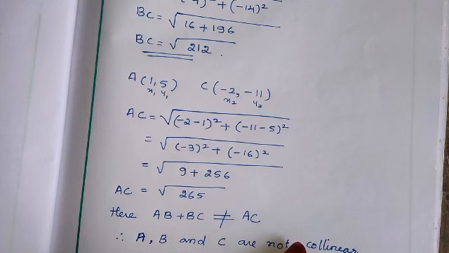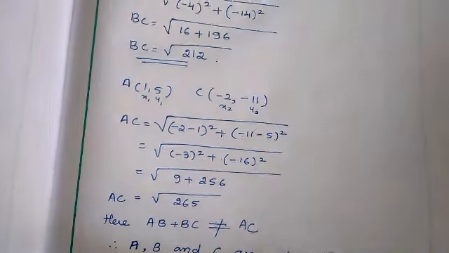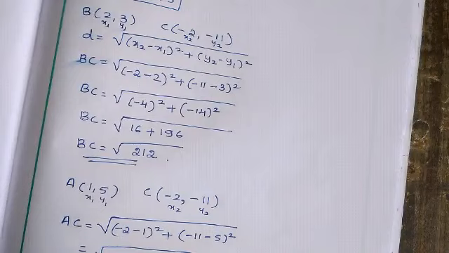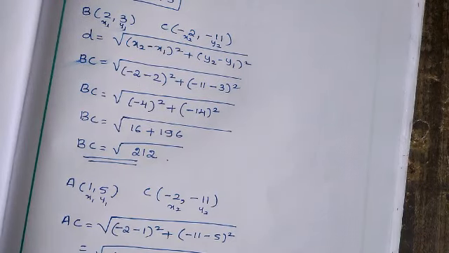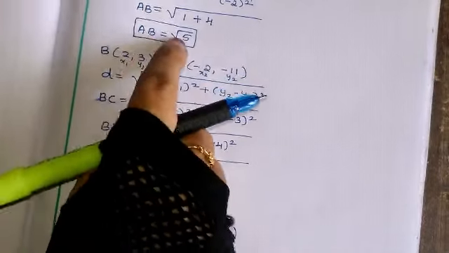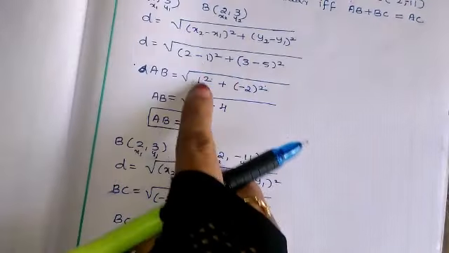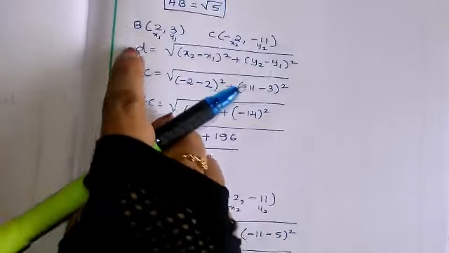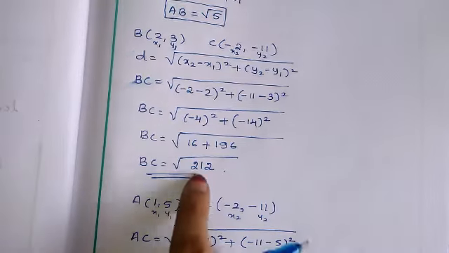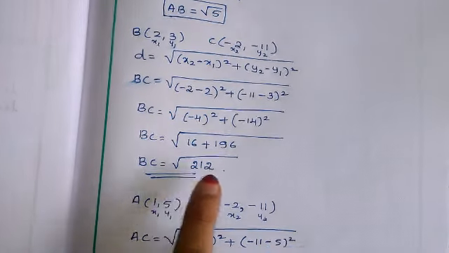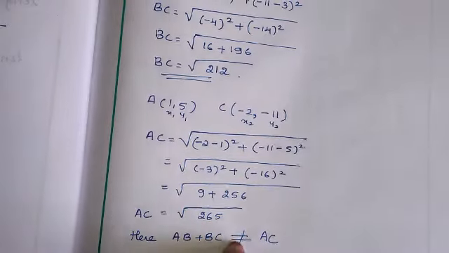Check whether the triangle is isosceles or not. See here, this problem you can do here. The fourth problem you can try. You should see how I have found AB here by the distance formula. AB distance I have taken and I have done this AB side. BC distance I have taken and I have found the BC distance. And similarly AC distance I have found.